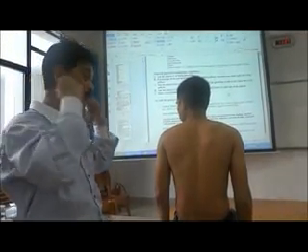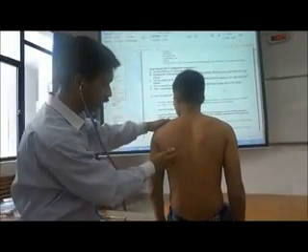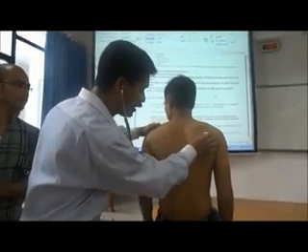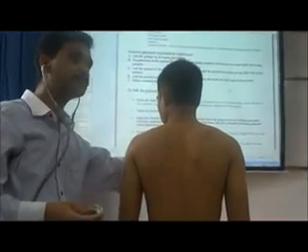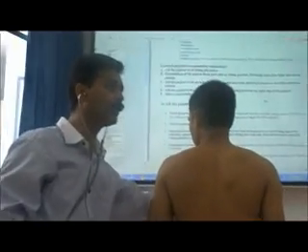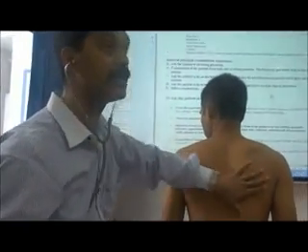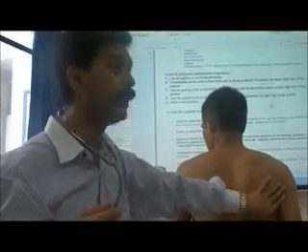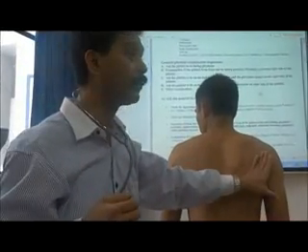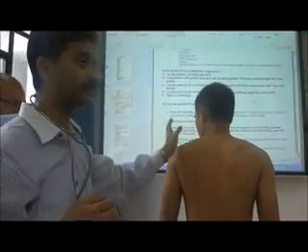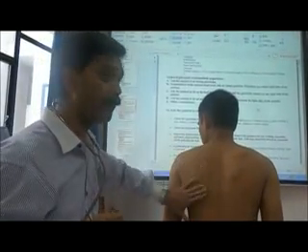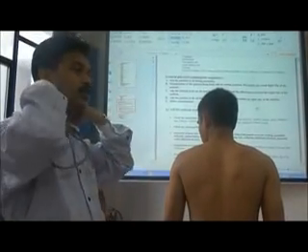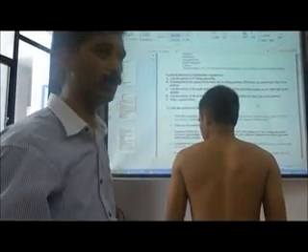If I find any bronchial breath sound in the periphery, not over the neck or the center of the chest, then what does it indicate? It indicates there is some problem in the lung field. It may be consolidation, it may be fibrosis, it may be other problems. So I am finding some bronchial breath sound here.